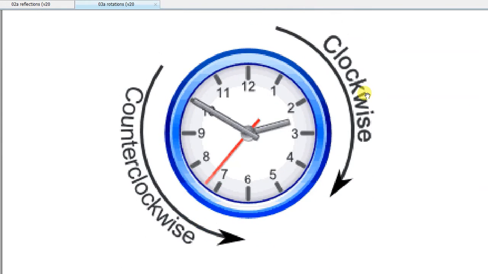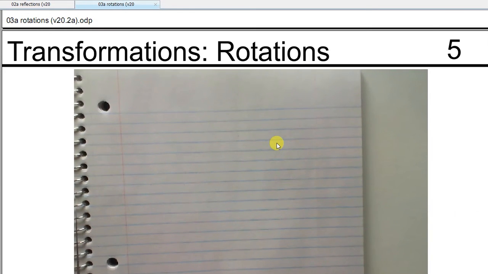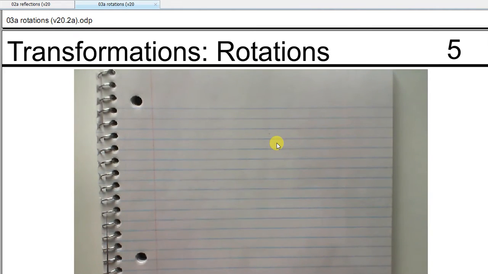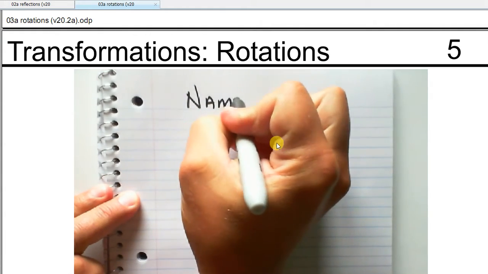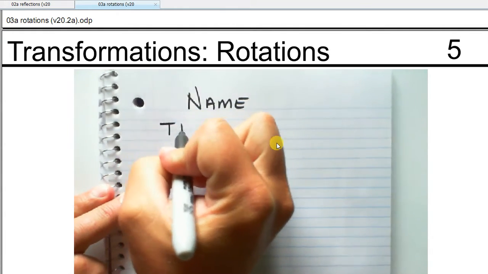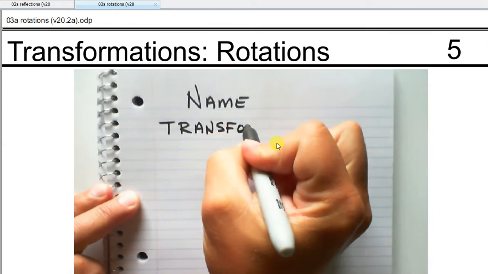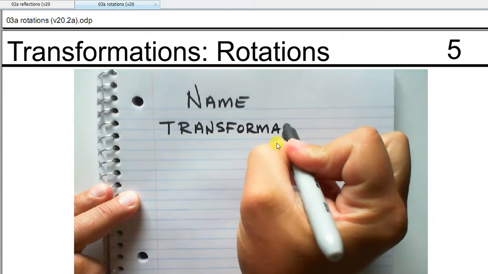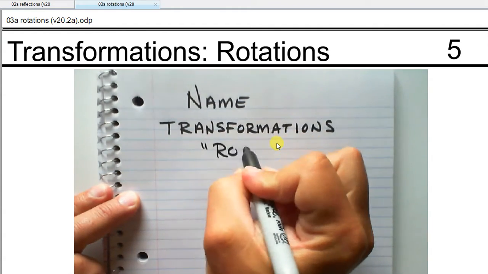First off, in our notes, we need to know what clockwise and counterclockwise are. So let's get started. Into your notes, start with your name, and the title today is Rotations. So name, transformations. These are all transformations. More specifically, today we're doing rotations.